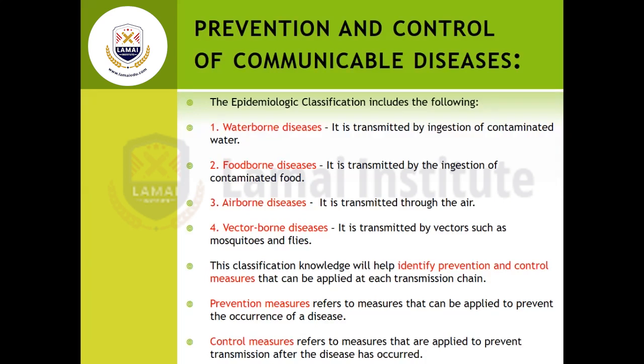The other thing is the prevention measures, which refers to the measures that can be applied to prevent the occurrence of a disease. Now, the other one is what we call control measures. That simply refers to measures that can be applied to prevent transmission after the disease has occurred.